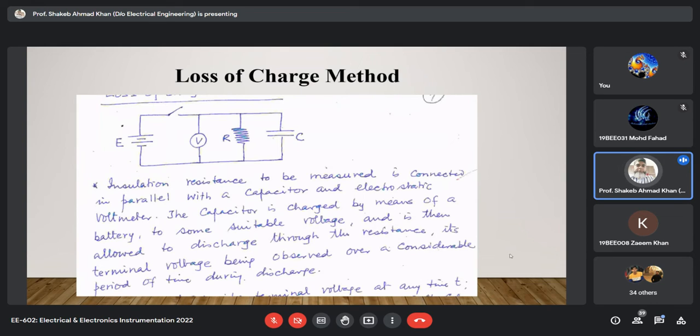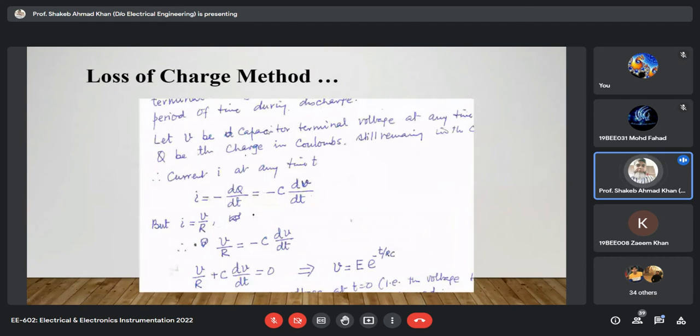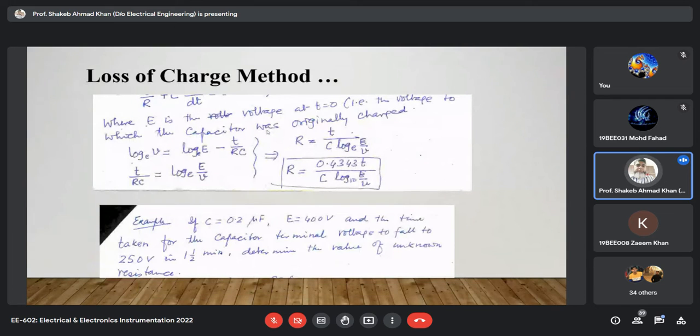So whatever current is flowing, that is getting discharged from the capacitance, is entirely flowing through the resistance. That's the assumption through which we are getting this expression.